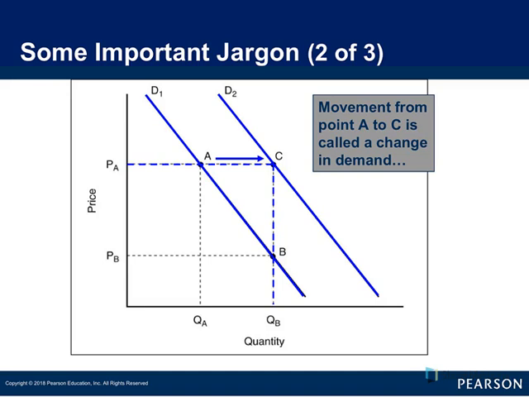In this case, we can see that demand curve D1 shifted. The entire line moved to D2, and we would call that a change in demand. The lines moved. It's a change in demand. There has been a shift in demand. In this case, an outward shift in demand.